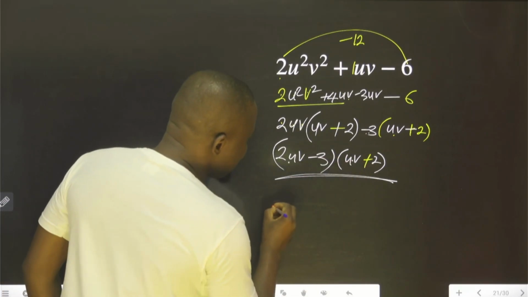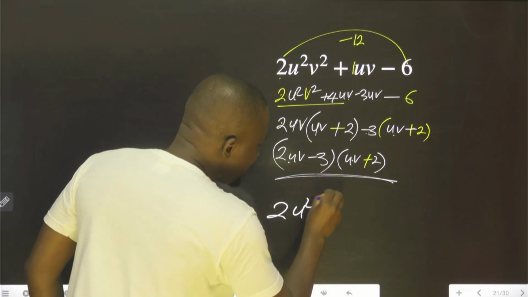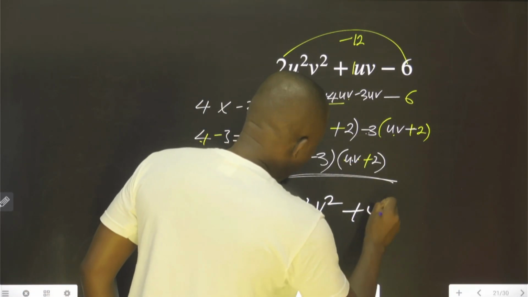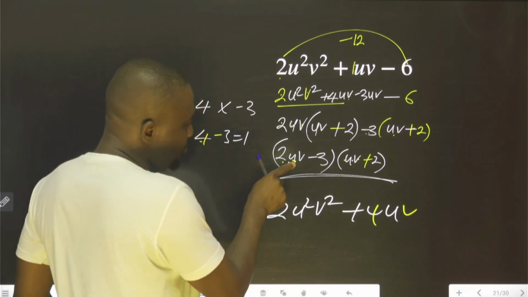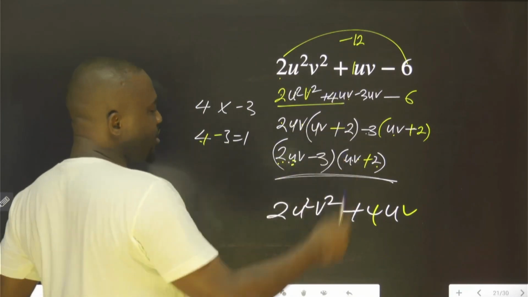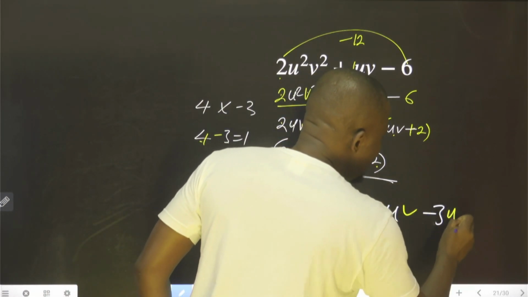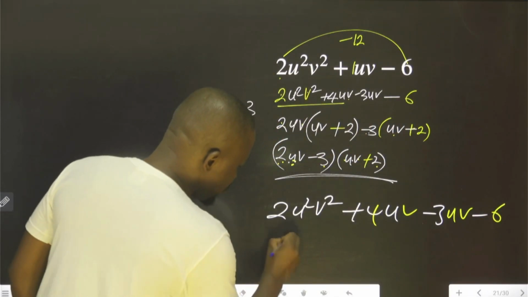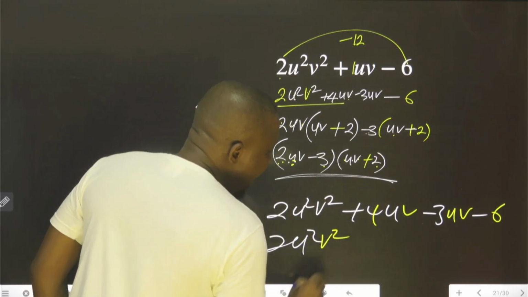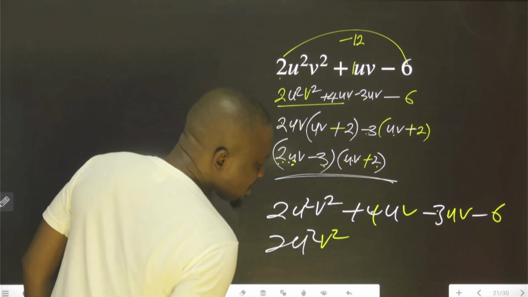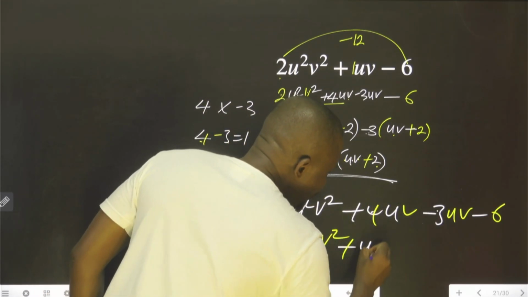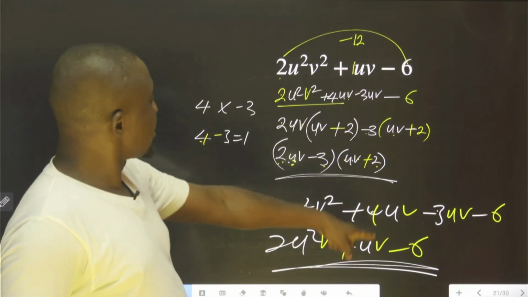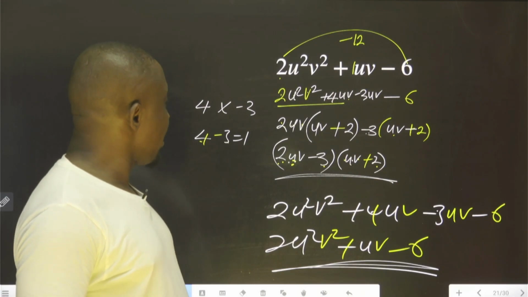This multiplied by this is 2U square V square. Again, this is 4UV. This multiplied by this, 4UV. This is minus 3UV. 3 multiplied by this is minus 6. 2U square V square. 4 minus this is 1. That is just UV. Minus 6. Are we the same? Yes, the same thing.